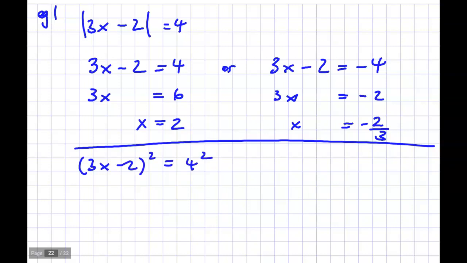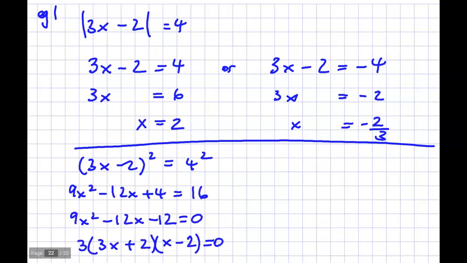and multiply it out, equate it to naught, I end up with either 3x plus 2 equals naught, in which case x is going to equal minus 2/3, or I have x minus 2 equals naught, in which case x is equal to 2. So I get the same two solutions by squaring both sides, equating to naught, solving by either using the minus b formula or factorizing, and getting my two solutions.